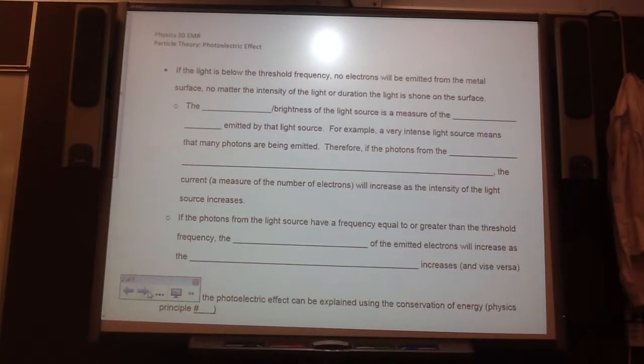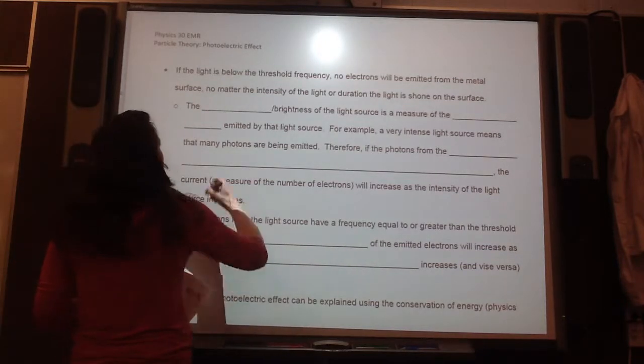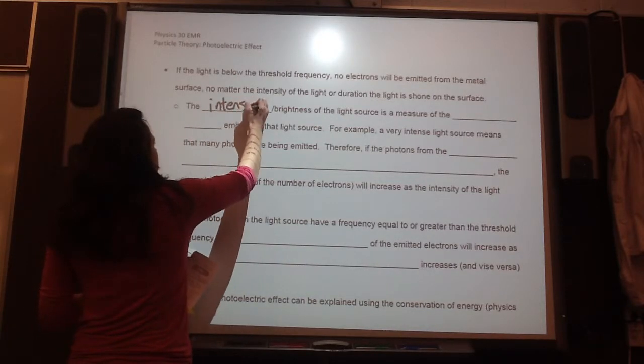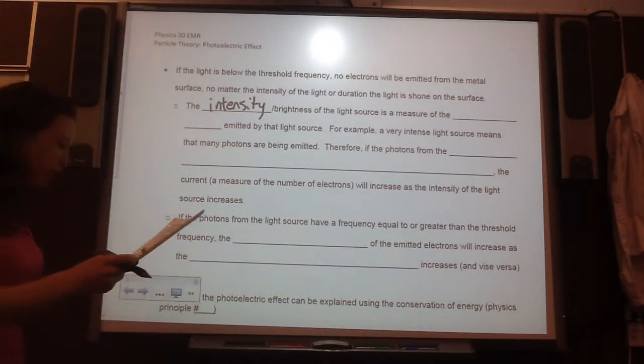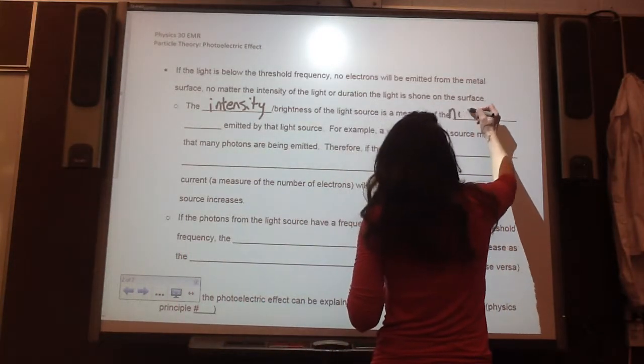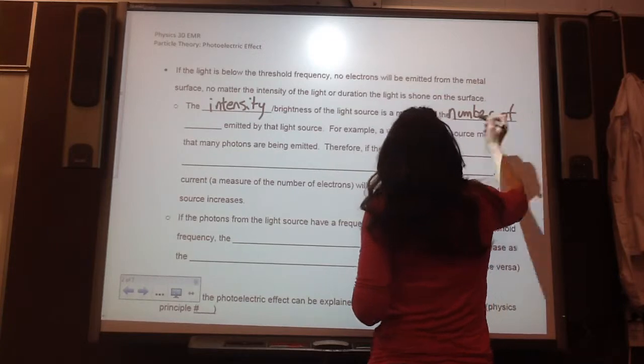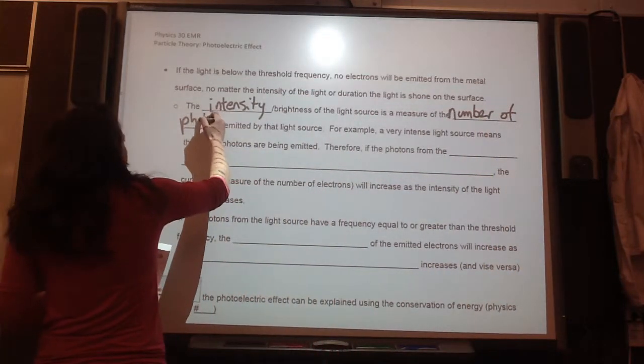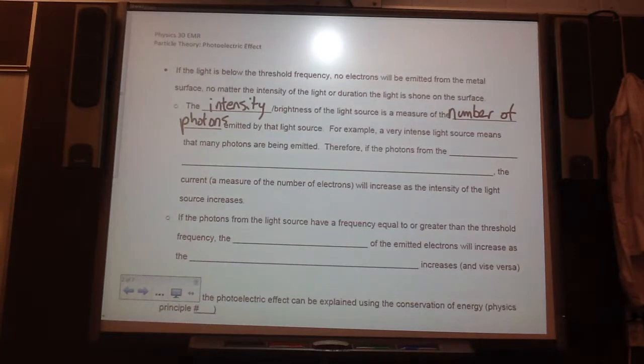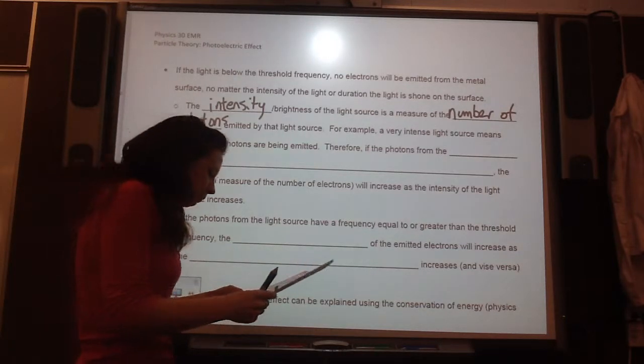Electrons will not be emitted from the metal surface, no matter the intensity of the light or the duration the light is shone. Okay? The intensity or brightness of the light source is a measure of the number of photons. So it doesn't matter that there are more photons. If one photon doesn't have enough energy to emit one electron, it doesn't matter how many you hit. Okay? So for example, a very intense light source means that many photons are being emitted.